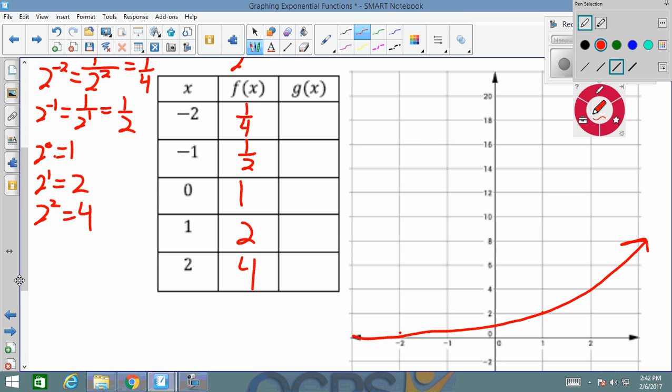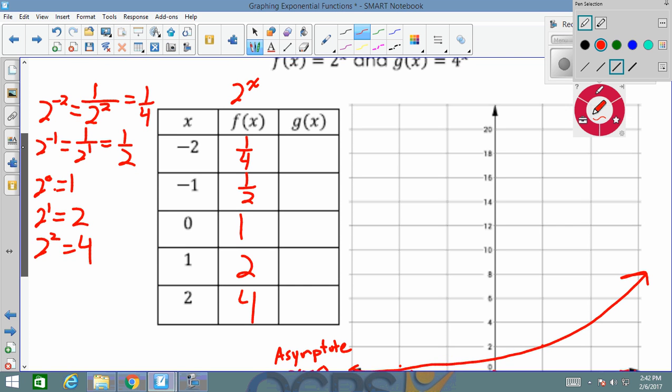Now notice it never crosses the x-axis or touches it. That's because the x-axis is considered an asymptote, which we talked about in the last unit.